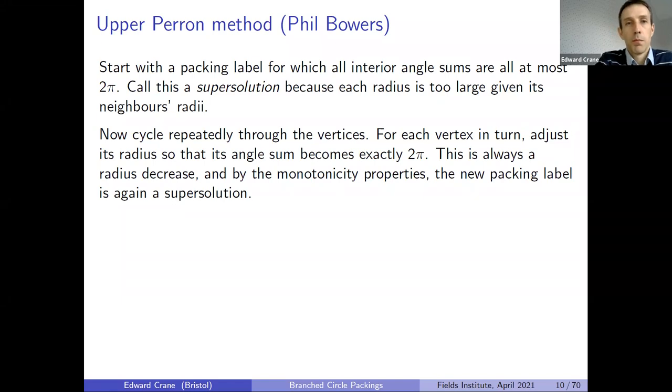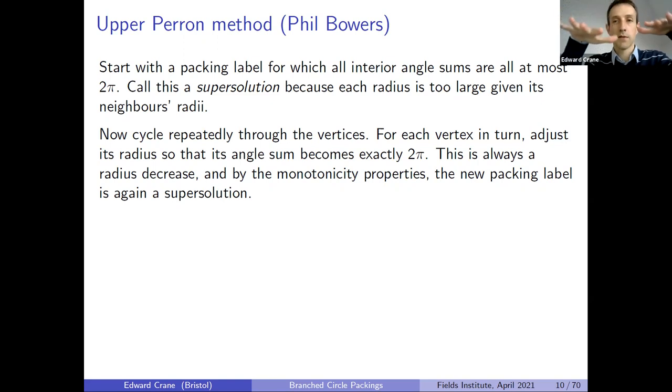So the nice thing about the upper Perron method, which I think was one of the great things Phil did in that paper, was that you can start with a putative label where all of the radii are infinity. When you do that, all the angle sums will be too small. And that corresponds in the Perron method to a superharmonic function, and we call it a super solution. So every radius is bigger than it should be if its neighbors' radii were correct. And so we're going to cycle through the vertices. This is the algorithm now. For every vertex in turn, we're going to adjust the radius given its neighbors' current radii so that its angle sum becomes exactly 2π. And you can prove using the monotonicity that that will always be a radius decrease.